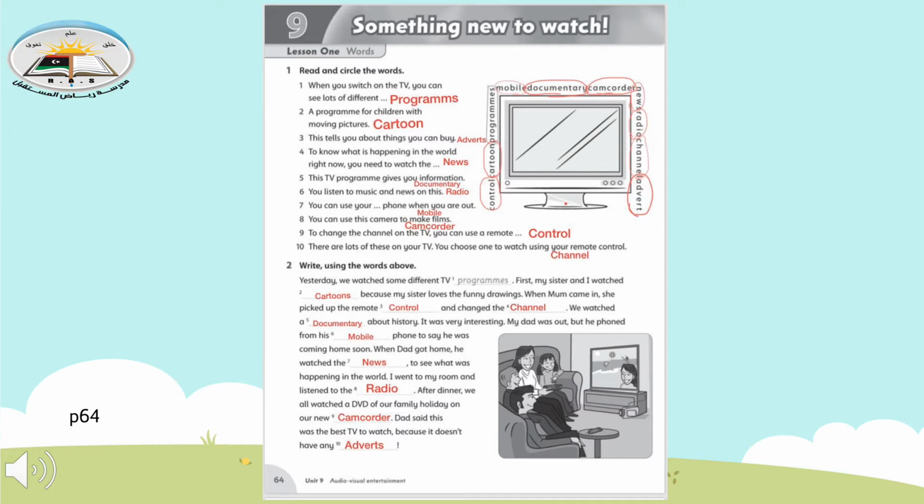Now those are the answers of page 64. Make sure you answer in your book. This is very important that you write the answers in your book.